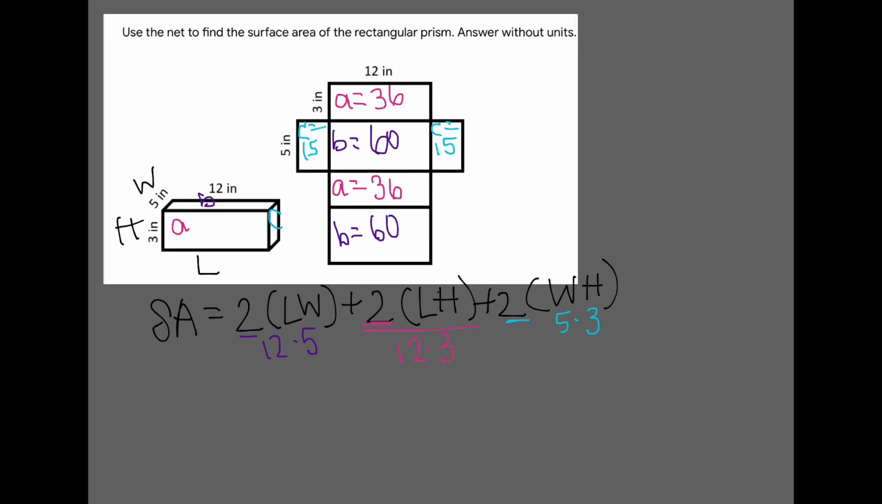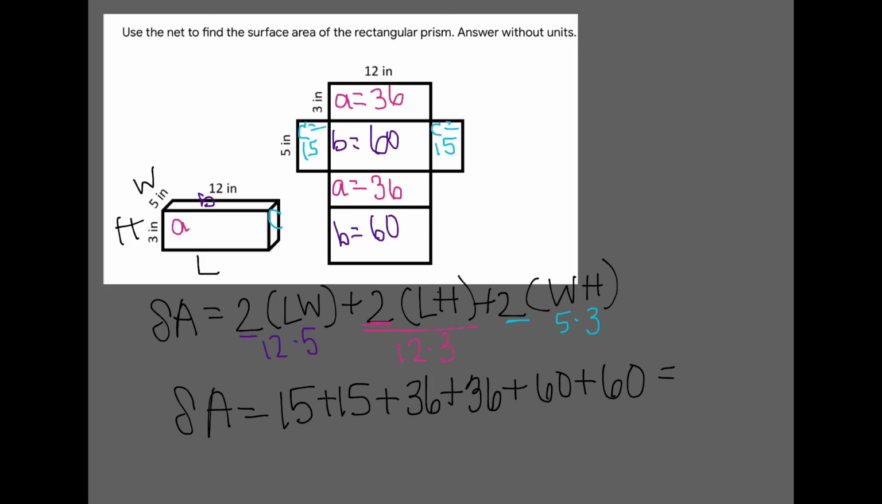So now you're going to go ahead and add them all up. You don't have to multiply them by 2 because there's 2 in your net. So you're just going to write that your surface area is going to equal 15 plus 15 because there's 2 of those, plus 36 plus 36 because there's 2 of those, plus 60 plus 60. And then you add them all together.